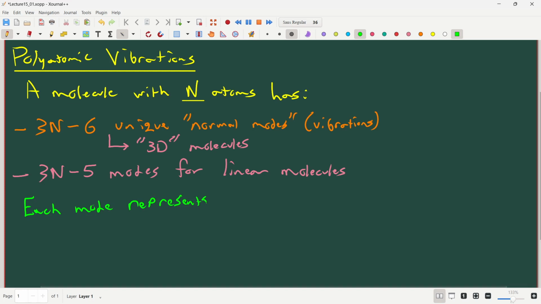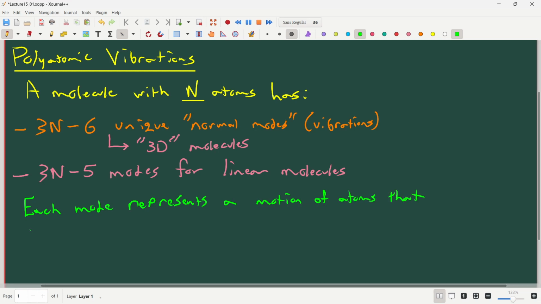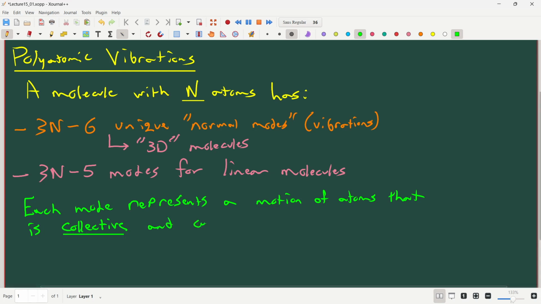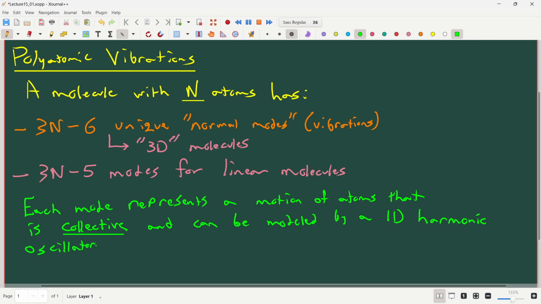represents a motion of atoms that is collective, which means that all the atoms move together in some way, and can be modeled by a one-dimensional harmonic oscillator. It's kind of hard to imagine what I mean by a collective motion, but we'll see it when we get to examples in a couple of minutes.